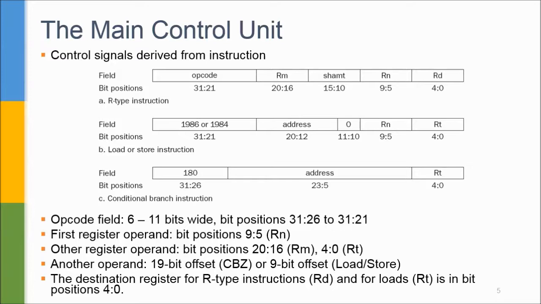The last instruction format is for compare and branch on 0. The register RT is the source register that is tested for 0. The 19-bit address field is sign extended, shifted and added to the PC, the program counter, to compute the branch target address.